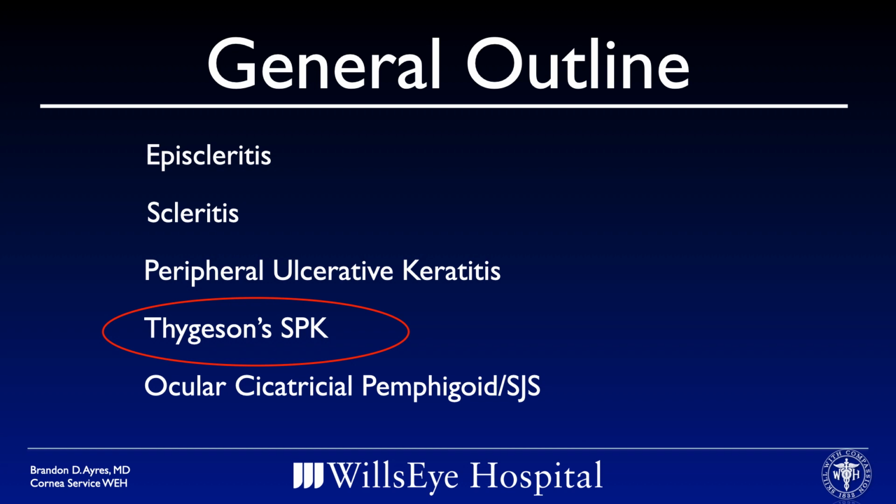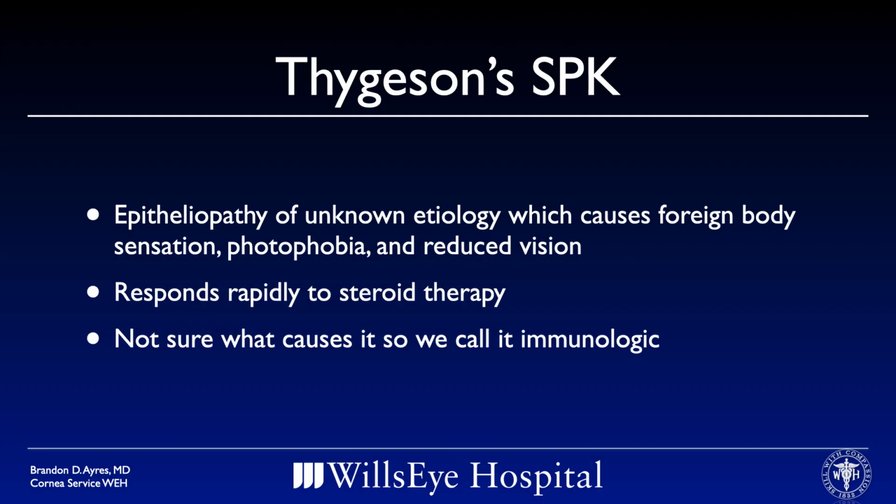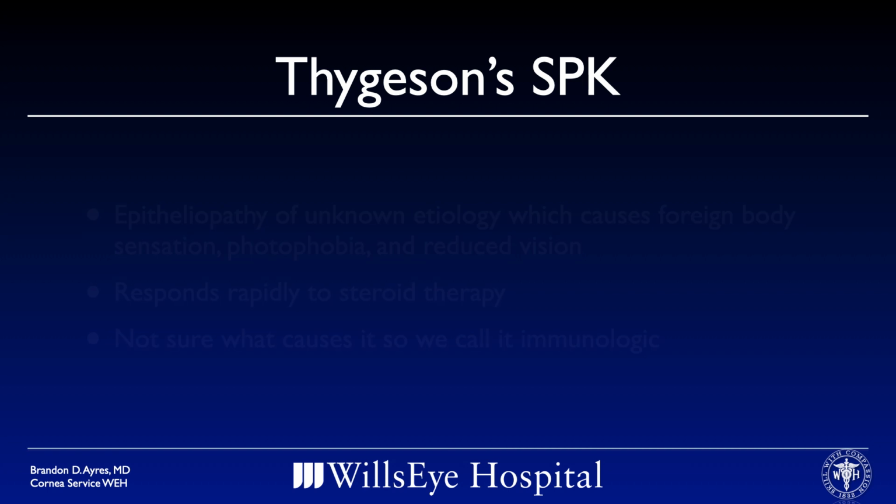So on to some of the more unusual things. Thygeson's SPK. This is an alien-like condition that nobody is really sure where it comes from. It's an epitheliopathy of unknown etiology. Causes a lot of foreign body sensation, photophobia, reduced vision, especially if it's in the visual axis. Very, very quickly responds to topical steroid therapy. And you don't need strong steroids. Even very weak steroids will work.